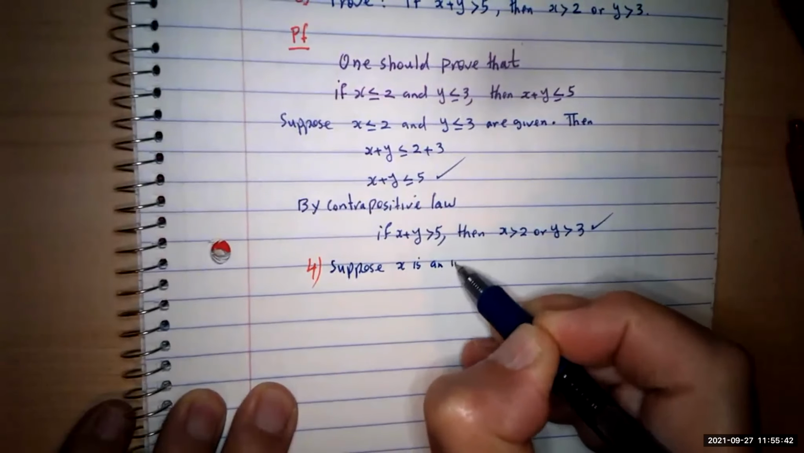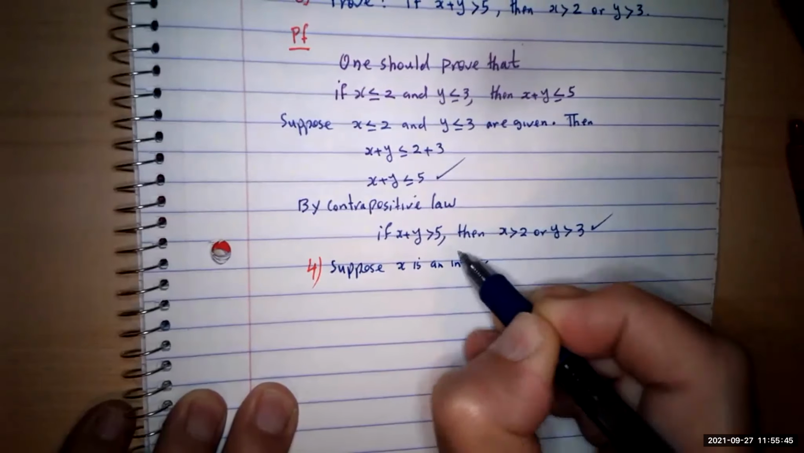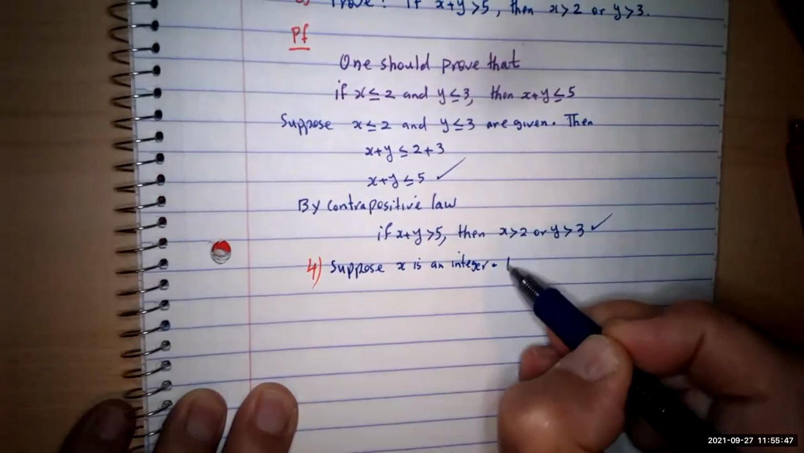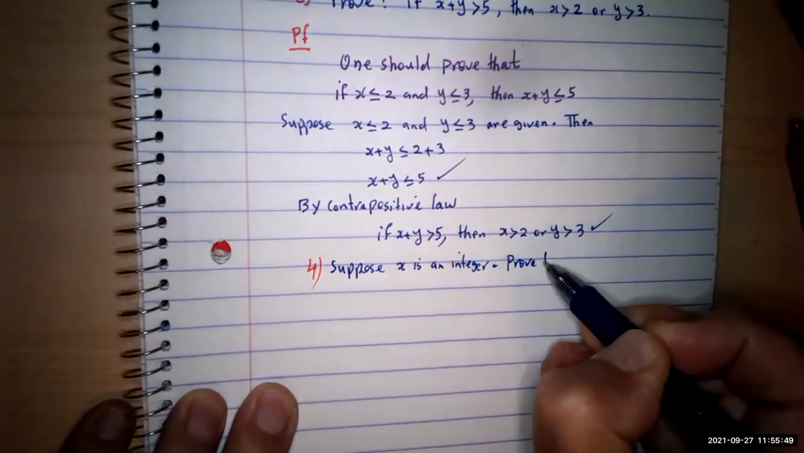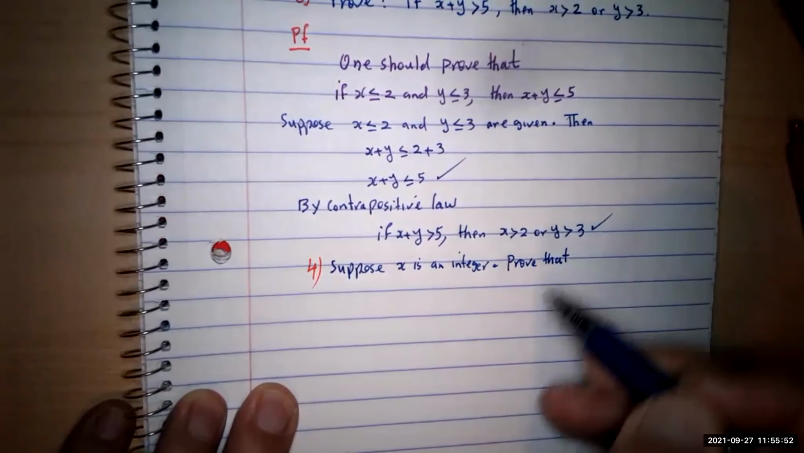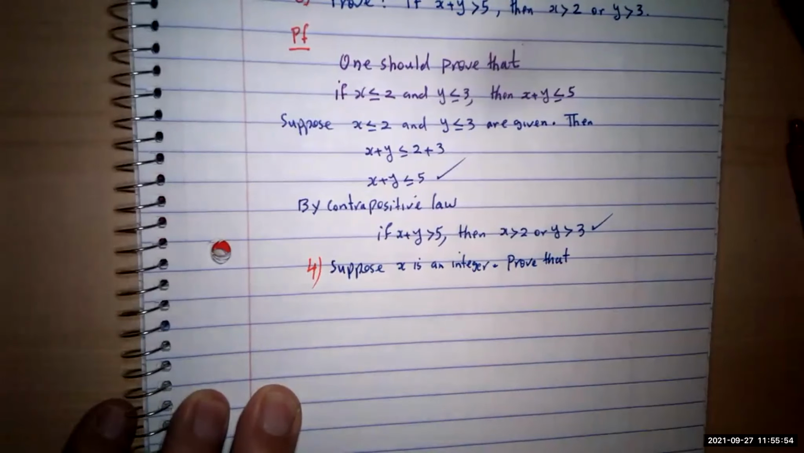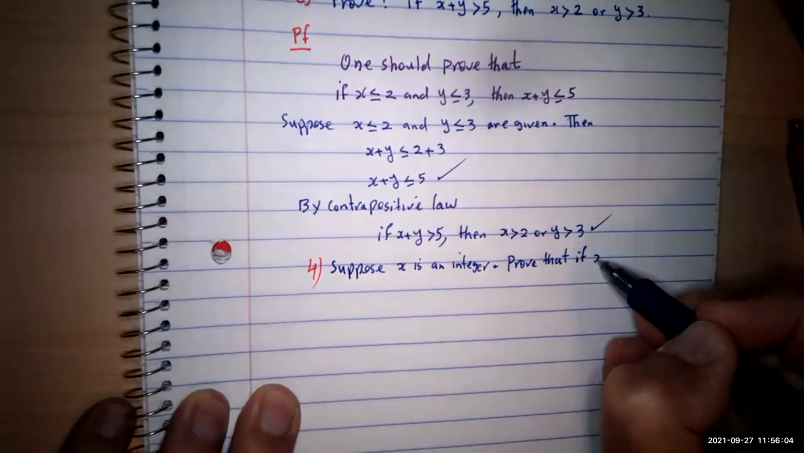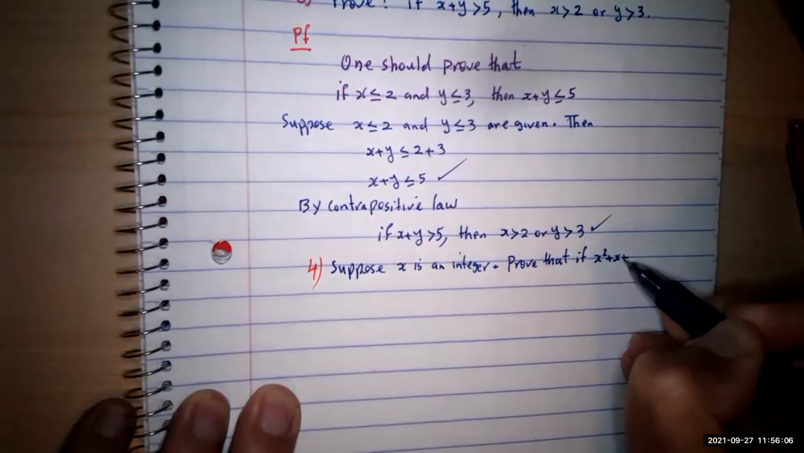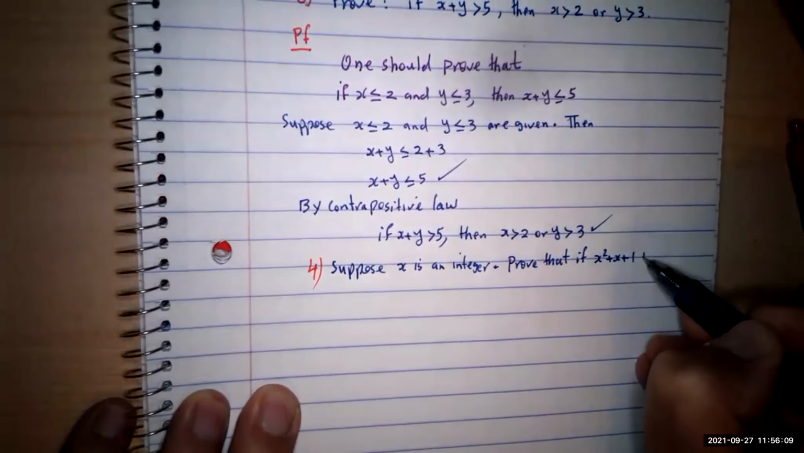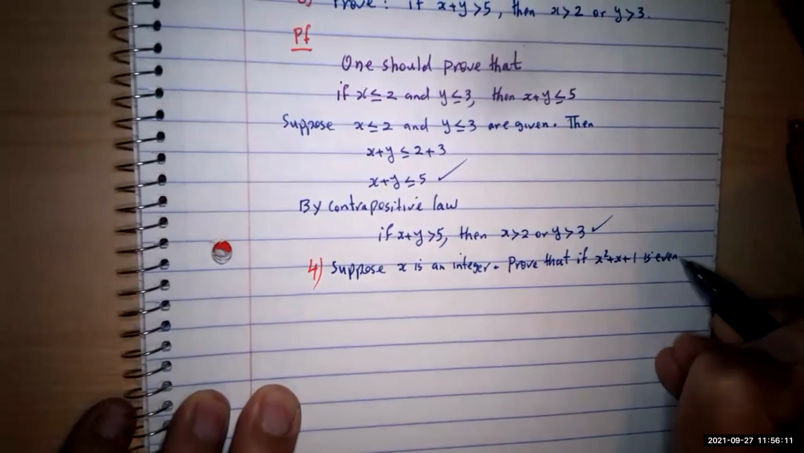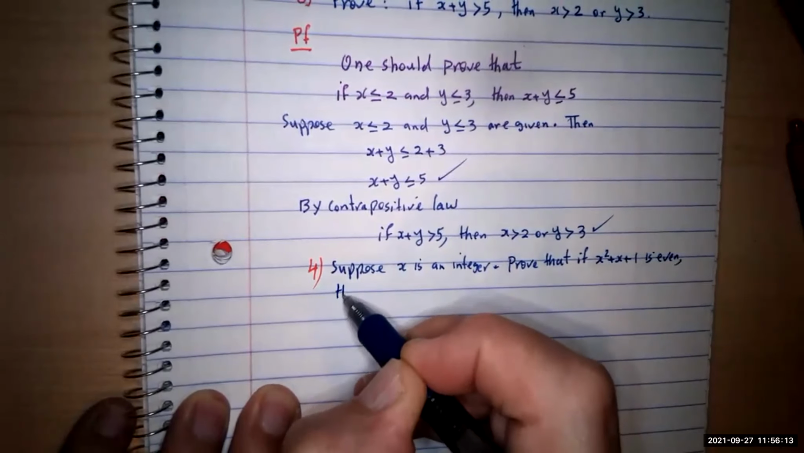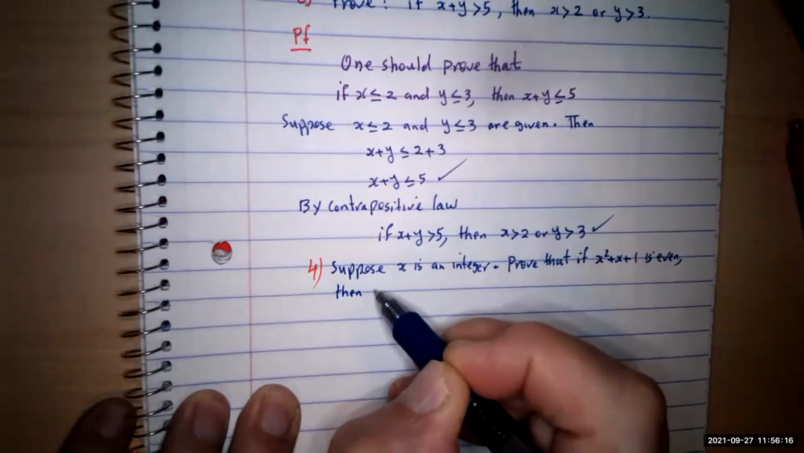X is an integer. Okay, then we want to prove this one. Remember, you did have something like 5n plus, I think, 1 that you proved was an odd number. In this case, they ask you to prove that if x squared plus x plus 1 is even, then x must be odd.